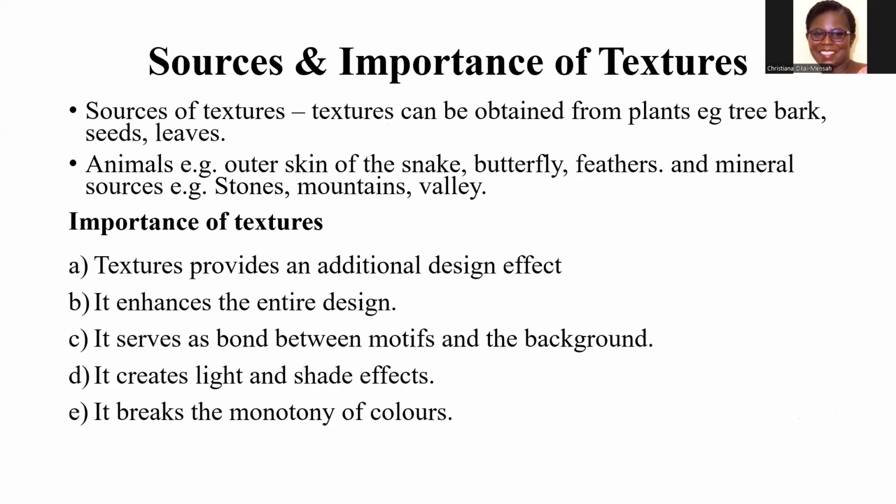So how can we get our motifs? So, sources of textures. Textures can be obtained from plants, like tree bark, seeds, leaves, and we can also get textures from animals, like the outer skin of the snake. You see, some of the snakes are very beautiful. Butterflies, feathers, and mineral sources: stones, mountains, valleys. So is there any importance to these textures?